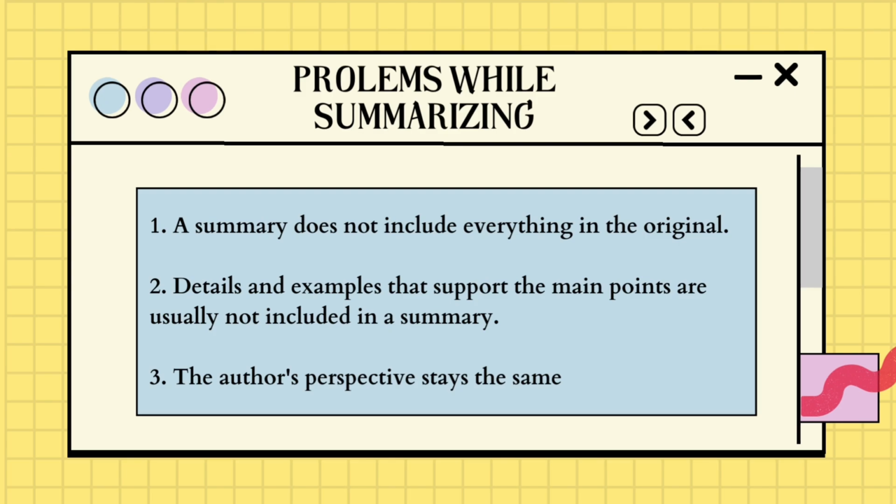When you summarize, you're bound to find problems. Like a summary doesn't include everything in the original. That means it doesn't include every detail from the original text, only the key points. And then supporting details are excluded. That means examples and extra details are usually left out to keep the summary concise. And the last, the author's perspective stays the same. That means a summary should not include personal opinions or change the original meaning.